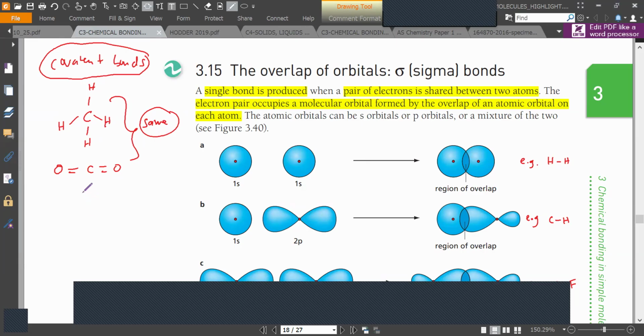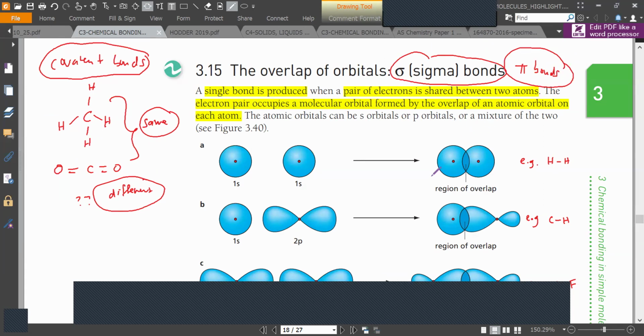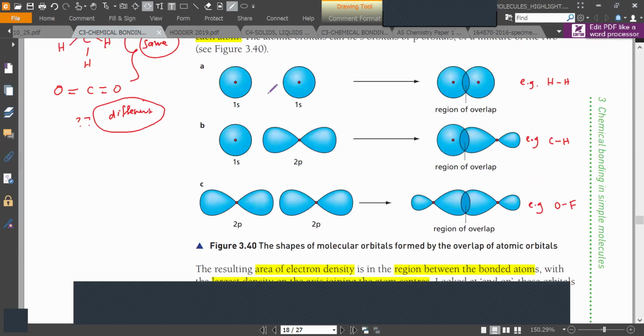But in the A levels, we start to understand that they are different in some ways. We have two types of bond, the sigma and the pi bonds, and we'll see the difference. Sigma bonds are formed by direct overlap between two orbitals. This is what we call the head-to-head overlap.